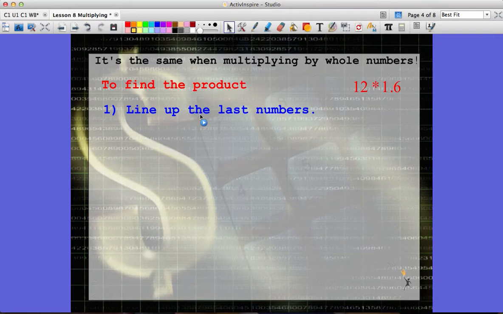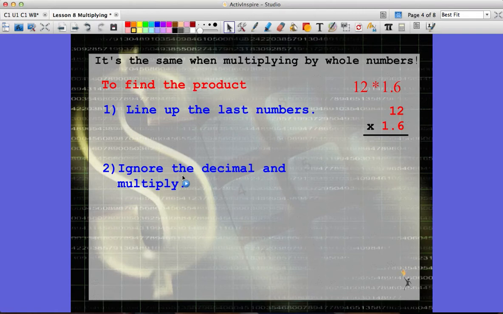Line up the last numbers or the last digits. So again, I'm going to line up the 2 and the 6. Even though this decimal is here, it doesn't matter because step number 2 is always to ignore the decimal and multiply. So you'll notice your steps are always the same. It's just a matter of remembering we do not have to line up the decimal.